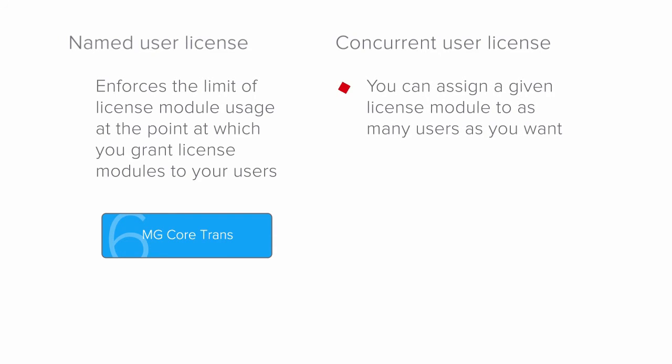For a concurrent user license, you can assign a given license module to as many users as you want. Mongoose enforces the licensing when users log in based on the current usage of that module. As we mentioned earlier, when you buy Mongoose to develop your own applications, your license includes 6 license modules which contain the core Mongoose forms and IDOs.